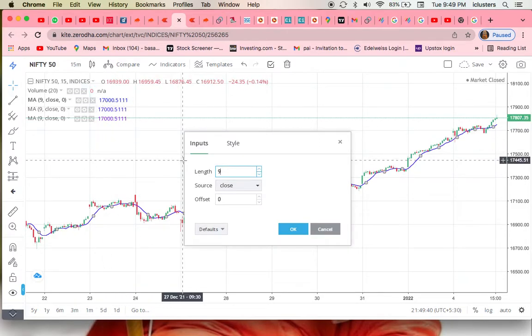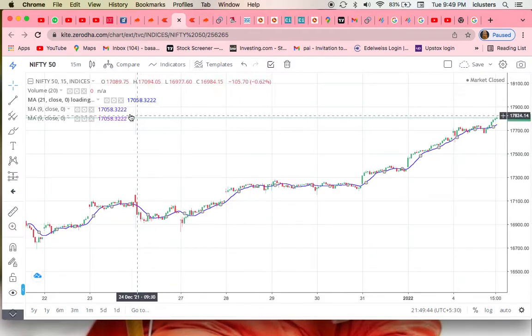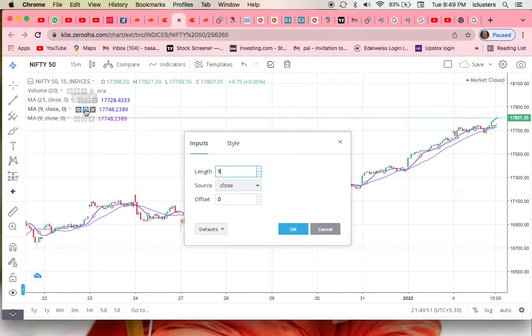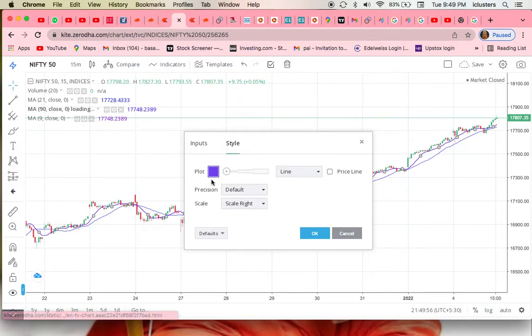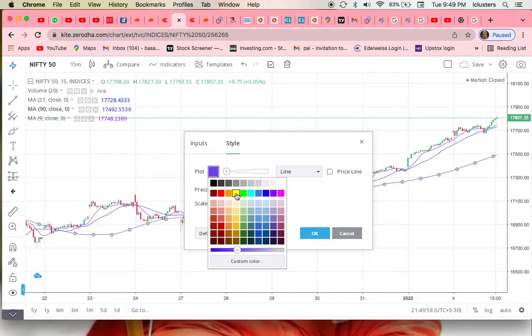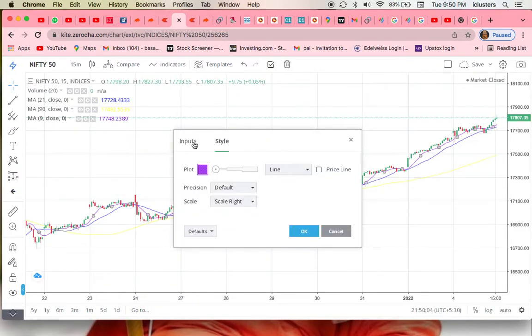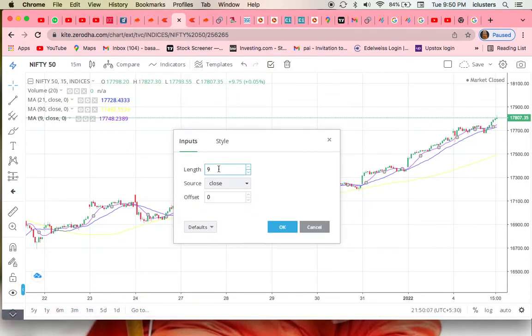The first one is the 21 days moving average. Click on OK. The second one is 90 days or 50 days, anyone you can put. For that you want to change the color so you don't get confused. And the third one is the 200 days moving average. This one is very important because it shows the long term trend.